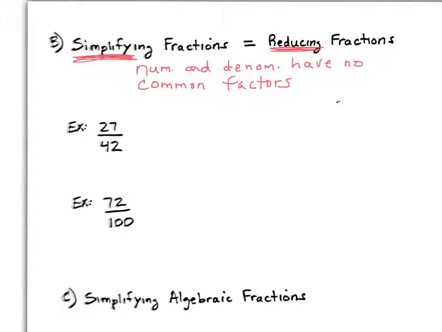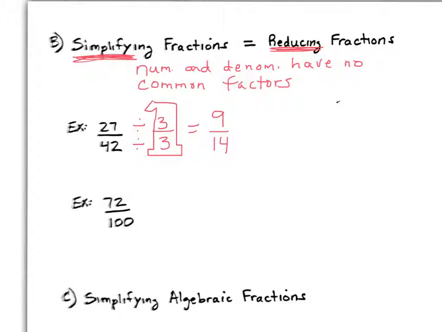will go into 42. Well, I know 27 can be divided by 3, so let's try that. So I'm going to divide the top by 3, which means I have to divide the bottom by 3. I have to do the same thing to the top and to the bottom. Oh, look. All I'm really dividing by is 1. There's a big fat 1. And 27 divided by 3 is 9. And 42 divided by 3 is 14.